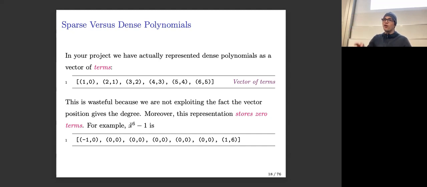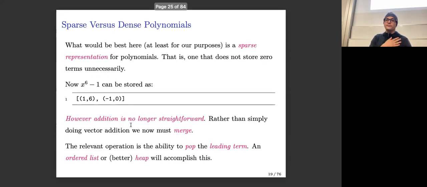Although I do want to say there are situations where you do want to use a dense representation. What would be best in this situation, and what you should do, is have a sparse representation. Don't represent the zeros in your list. The relevant operation for a sparse polynomial is that you want to be able to pull out the leading term fast. You want constant time access to the leading term. All operations like addition, multiplication, and division will amount to iteratively finding the leading term of a polynomial.